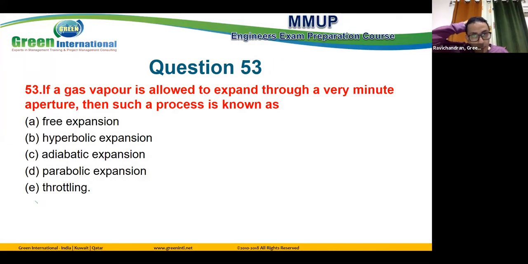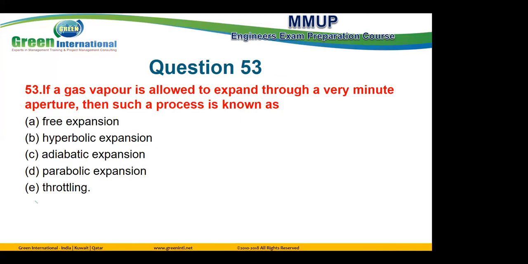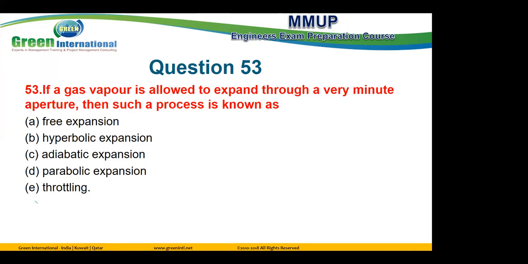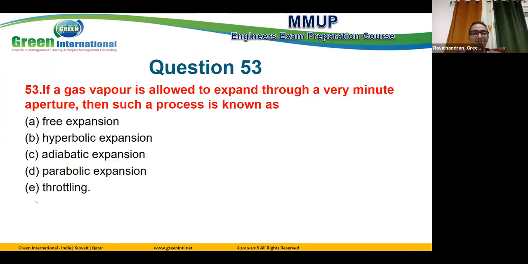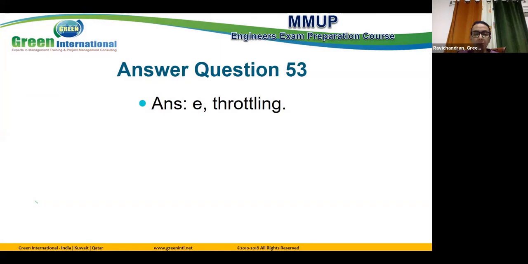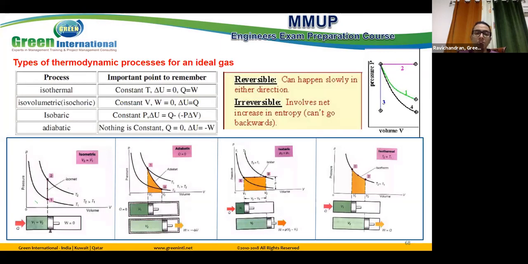If gas or vapor is allowed to expand through a very minute aperture, then such a process is known as adiabatic? No. Throttling process. Throttling.